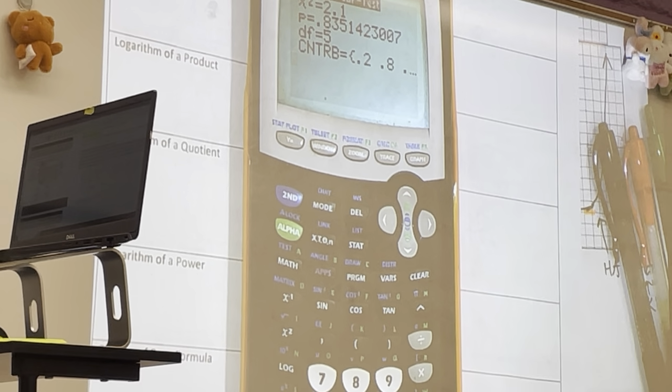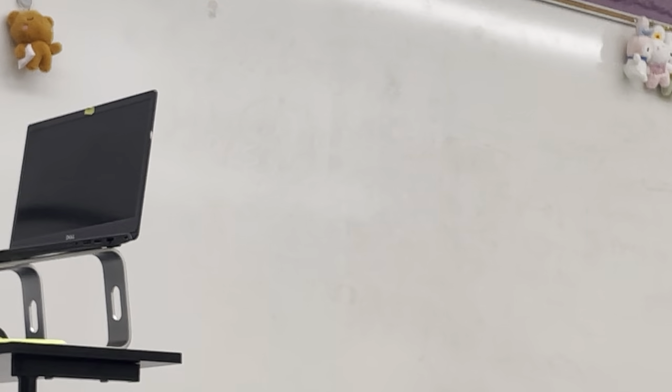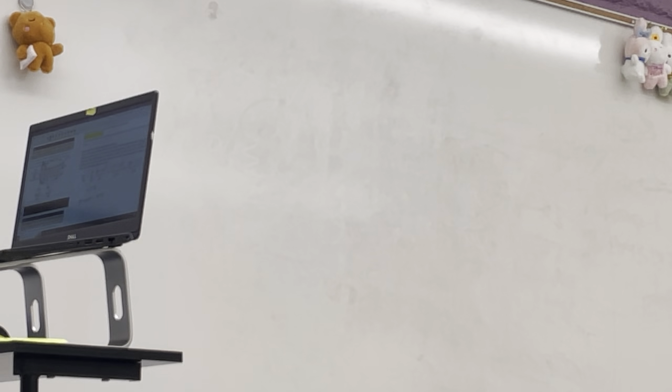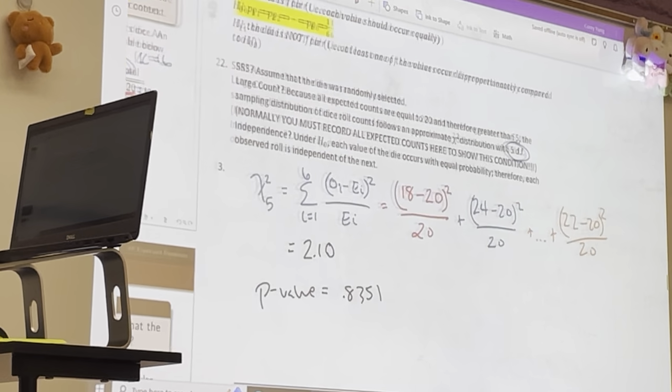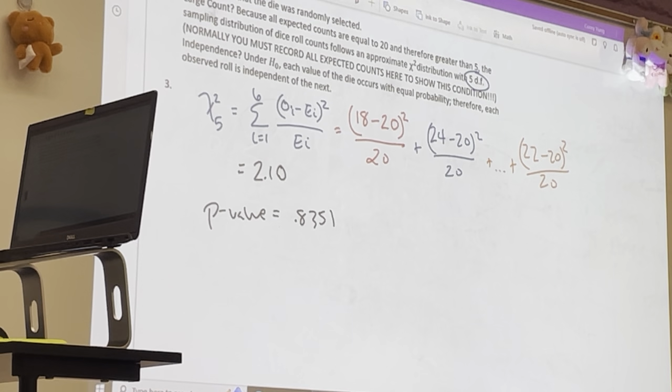0.8351. All right. Miles, did you get the same thing? No, it won't allow me to input this. Okay, I'll have to look at that with you once we're done. All right. So give me a moment to finish this.